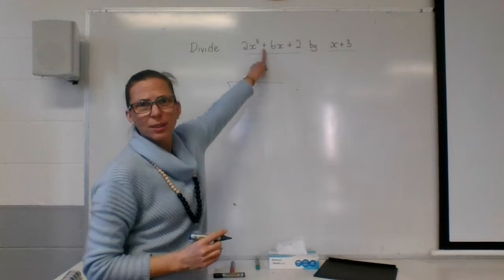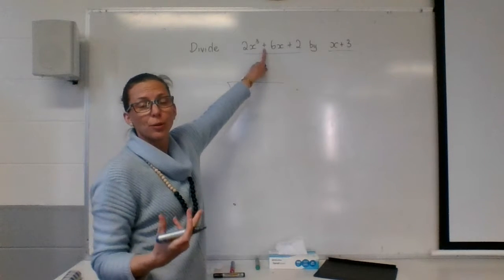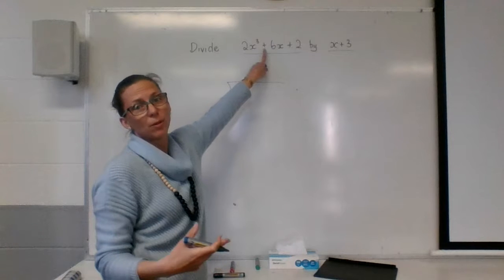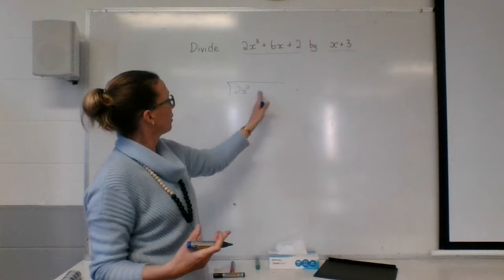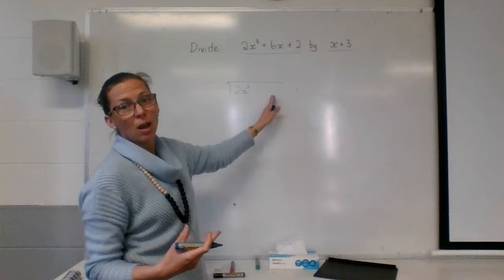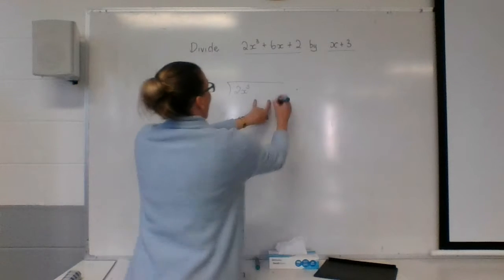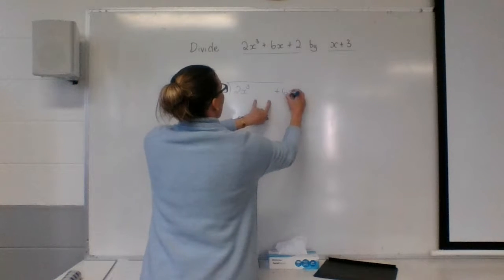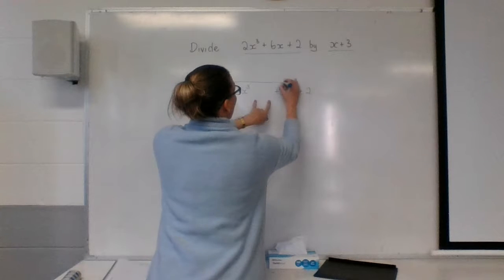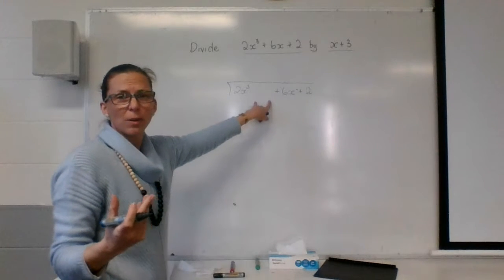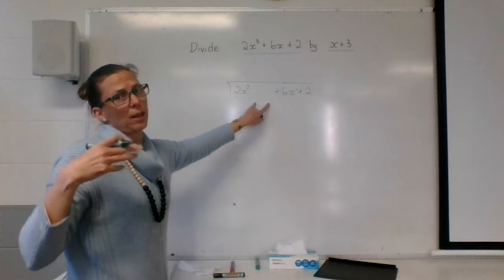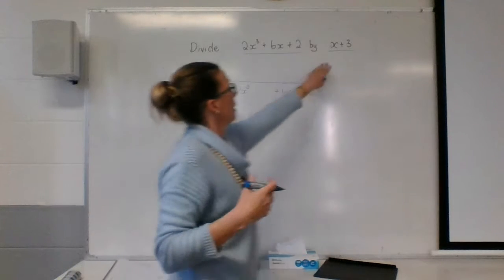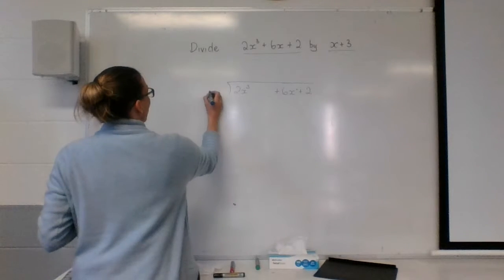Now you'll notice that in this polynomial there's no term that involves x squared. So we're going to leave a little space in our division here. And this is really useful for helping us keep ourselves in line and not getting confused. My divisor x plus 3 just comes out the front.